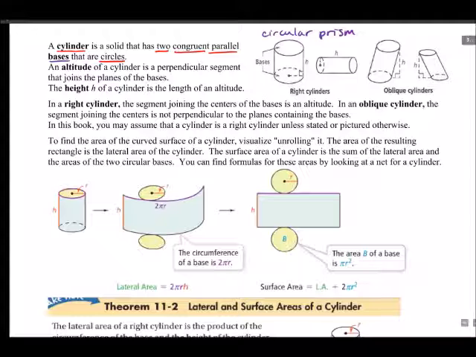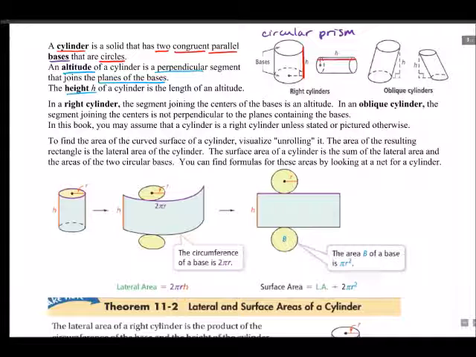Okay? The altitude of a cylinder is the perpendicular segment that joins the planes of the bases. So nothing different than what we were doing before. This altitude just gives us our height. So our bases are circles, and the height is the distance between them, no matter where it is.